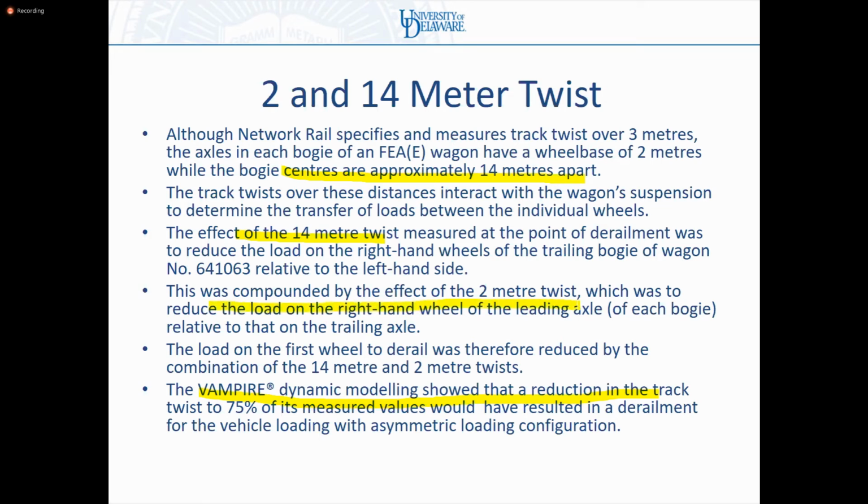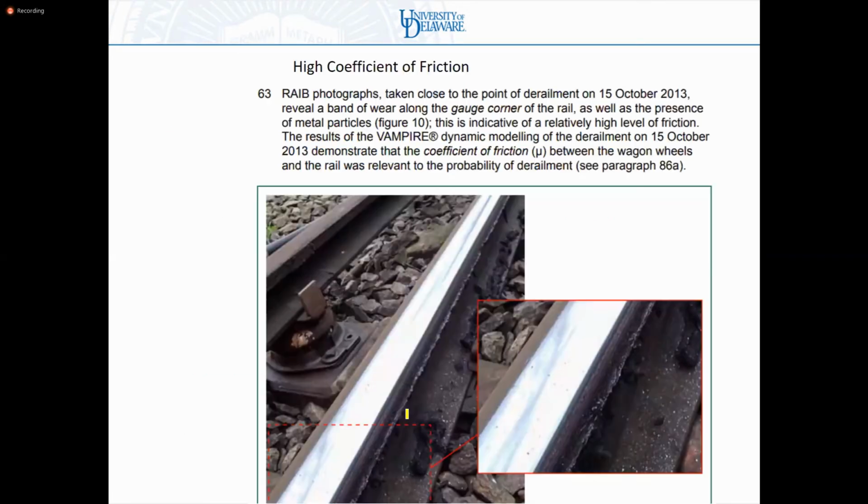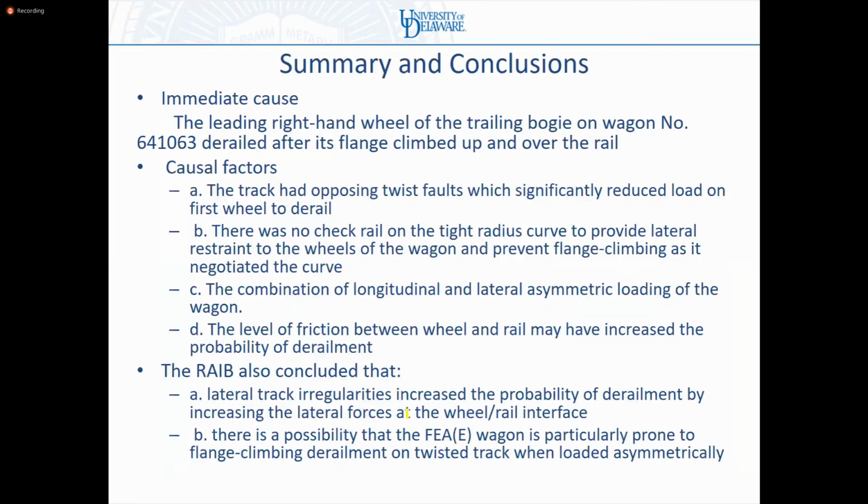It actually reduced the load on the right-hand wheel of the leading axle relative to the trailing axle, causing that wheel to derail. And if the twist would have been 75% of its value, you might not have had the same behavior. Then also here there was a high coefficient of friction, and I'm going to let you read this on your own because I don't want to spend a lot of time.